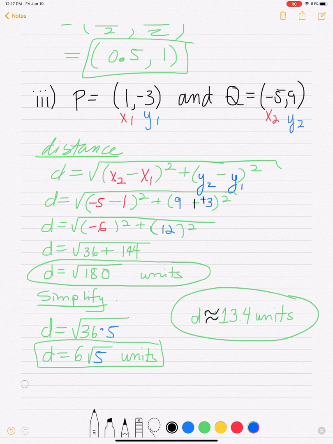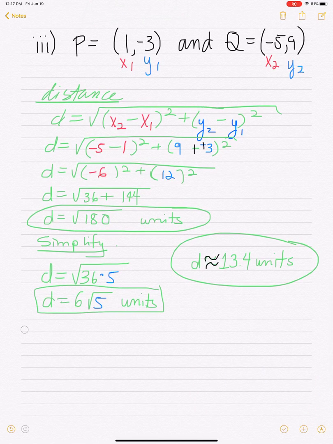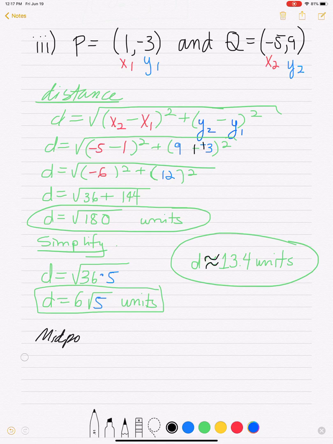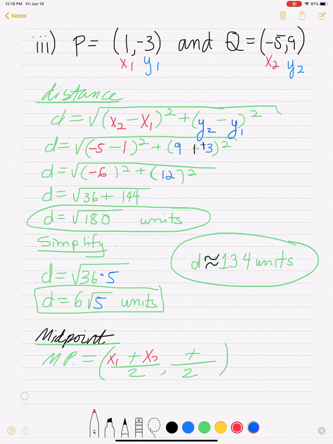All right, so we just found the distance. Let's find the midpoint. That should be green. I don't know why it's black. All right, so the midpoint formula: blank plus blank over 2, comma blank plus blank over 2. I'm going to go x1, x2 in red, and then y1, y2 in blue. So now I'm actually going to plug these numbers in.